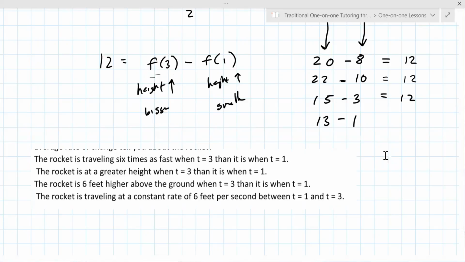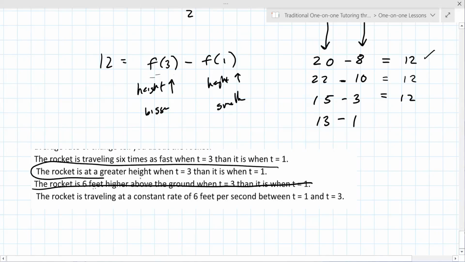So C. Okay, so at C it says it's 6 feet higher. But what did we say the difference was between them? 12. So that one is out. Okay, so then it's B. It's definitely B. I was hoping you would see the greater height.